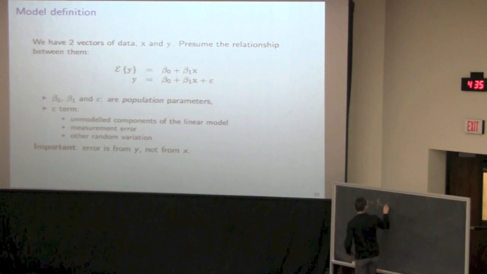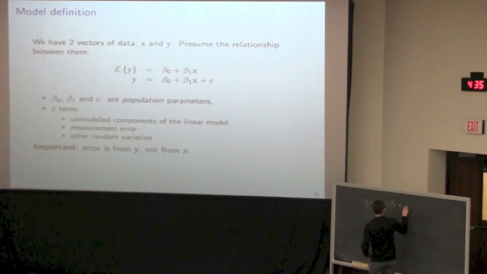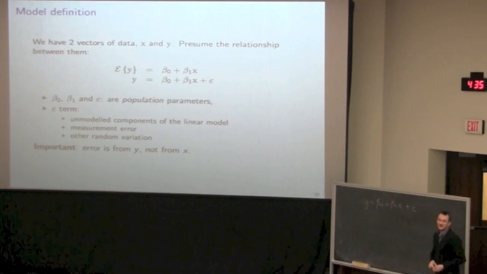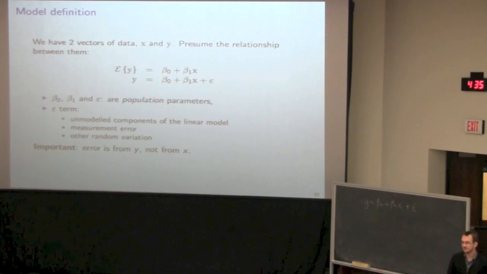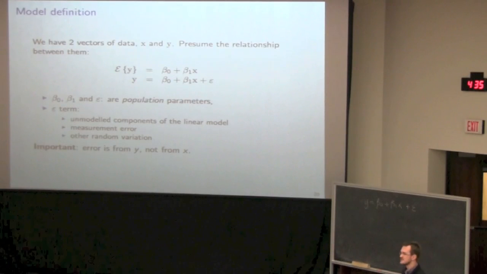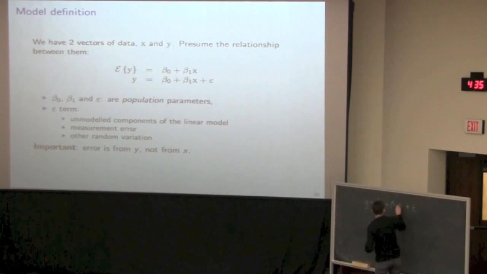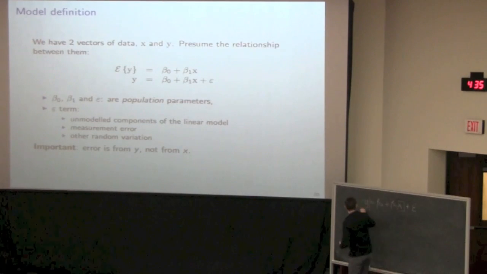So when I write y equals beta 0 plus beta 1 x plus some error, we're going to spend a lot of time focusing on the residuals. Now, this is the first occasion in this course at least where we start to consider two variables. So we've got our one variable x and we've got our other variable y.